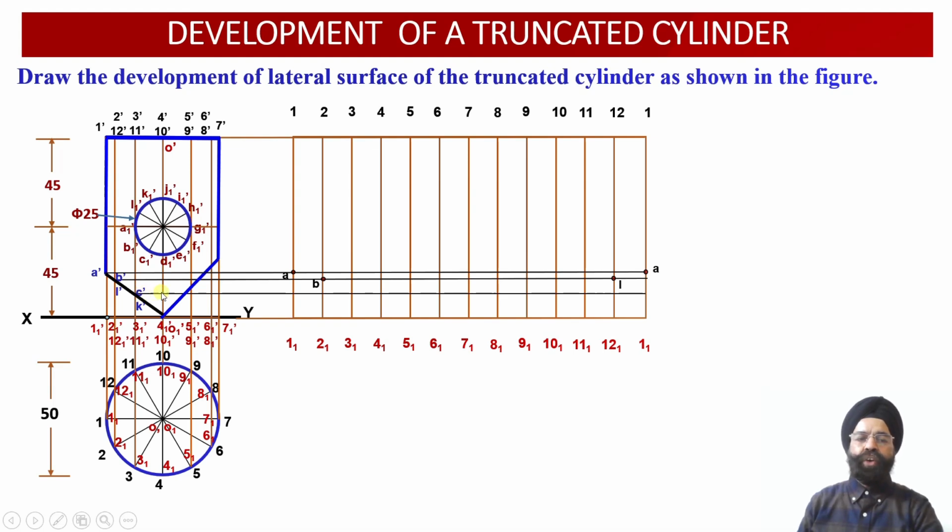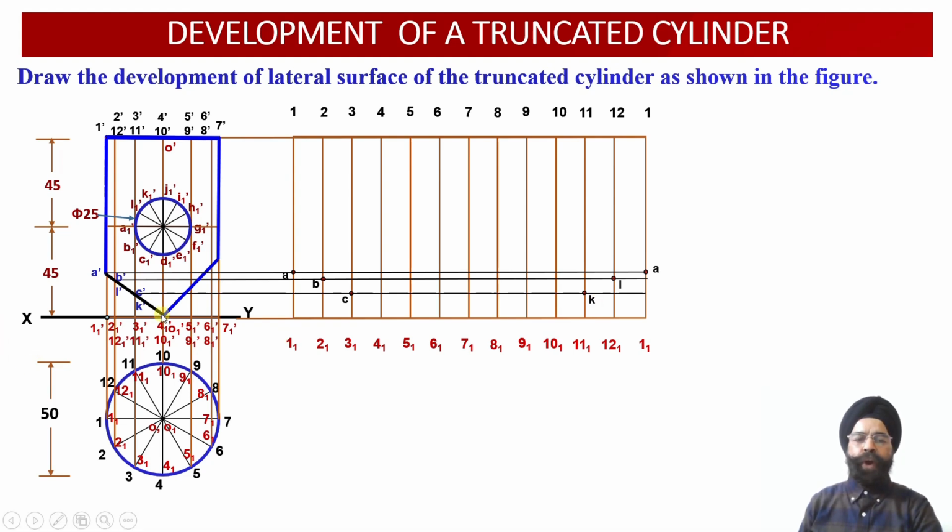Now once we draw a horizontal projector through the point C dash, let us find out the intersection of this horizontal projection line with vertical generator 3, 3 1. So point C will be located over here, and wherever this horizontal projector is going to intersect with vertical generator 11, 11 1, point K will be located over here in the development surface view.